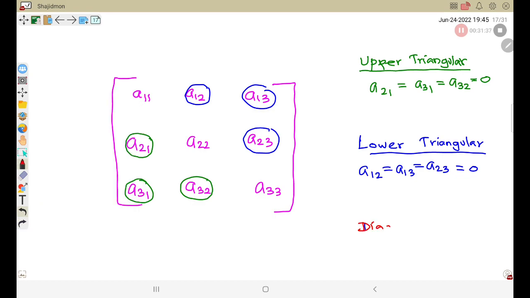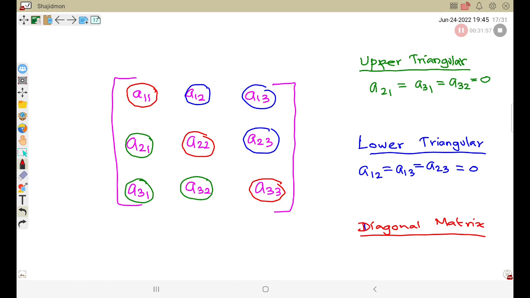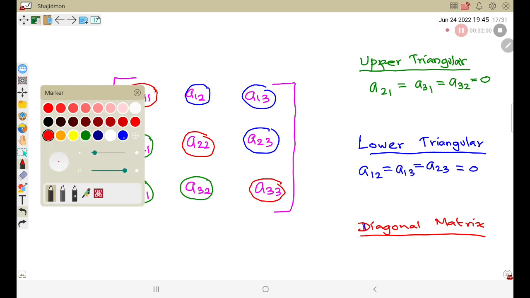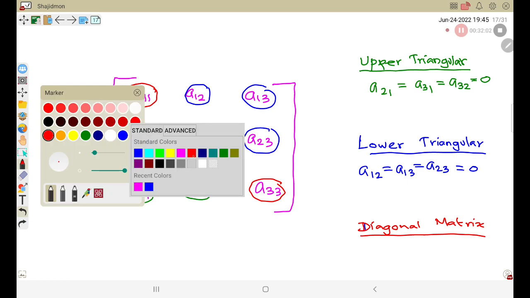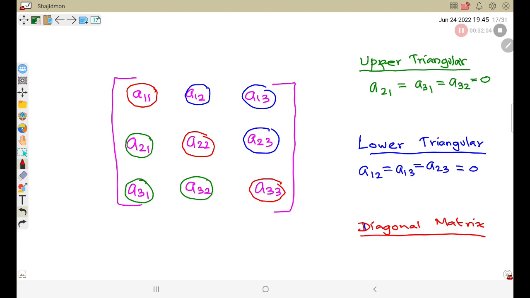As I told you, diagonal matrix means the upper portion should be 0, the down portion also should be 0. Only here we have numbers, correct? A11, A22, A33, these three numbers, any number is possible. But upside 0, downside also 0. These are the three categories. Now, when we are writing these three categories, you need to know the meaning of them. For example, first upper triangular matrix: A21, A31, A32. These three numbers should be 0.